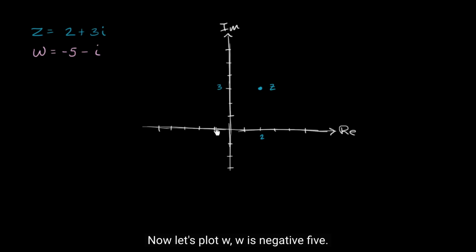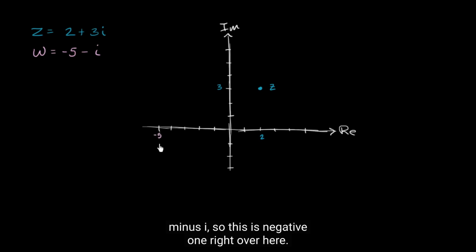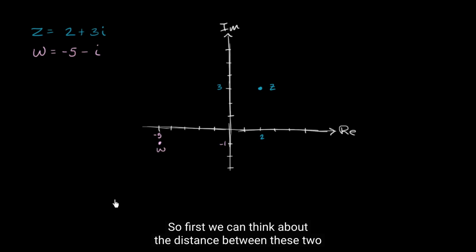Now let's plot w. w is -5. 1, 2, 3, 4, 5. -5 minus i. So this is -1 right over here. So minus i, that is w. So first we can think about the distance between these two complex numbers, the distance on the complex plane.